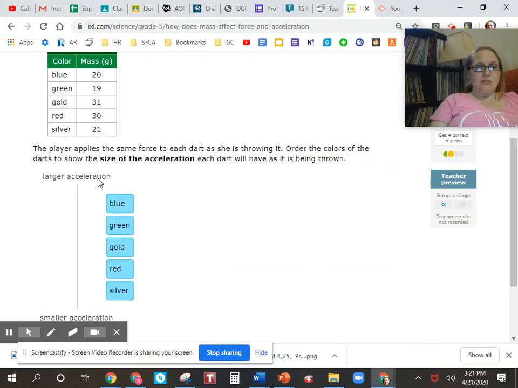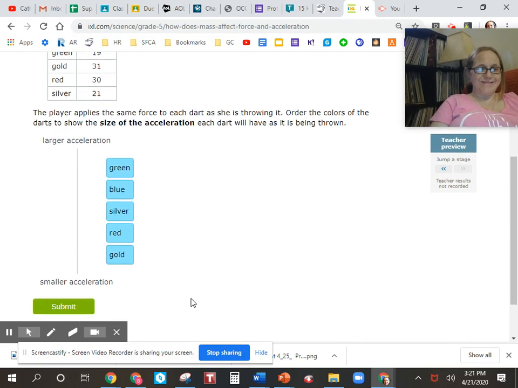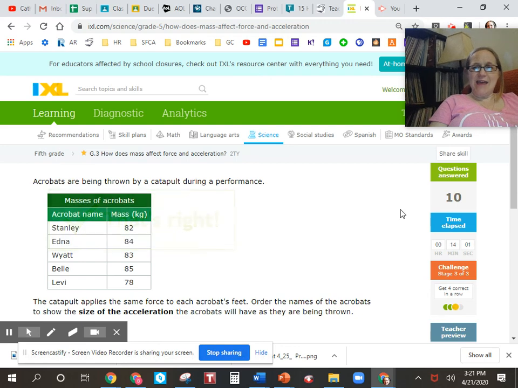So larger acceleration, that would be the smallest one. That would be green. Okay, what's my biggest one is gold. And I can go ahead and go from there. So green, then blue, then red. No, green, blue, and then silver, and then red and gold. I don't want to make a mistake. Did I get it? Yay!